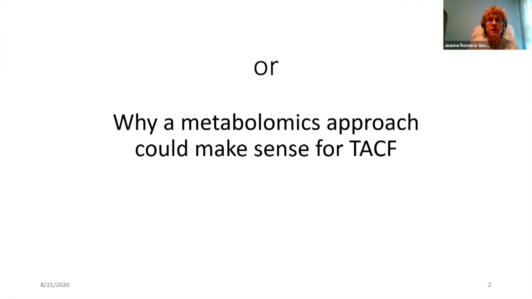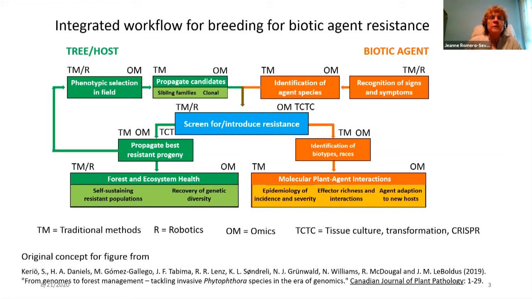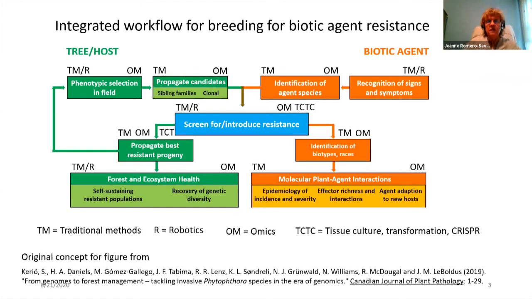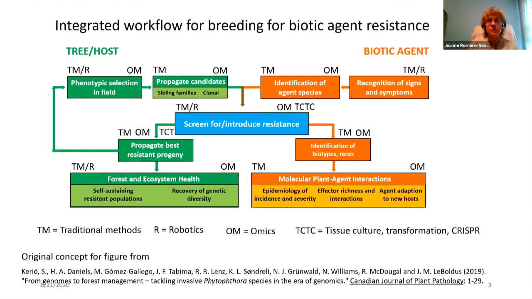Right, first, let's look at an integrated workflow for breeding for biotic agent resistance. If you're going to use no technologies at all, this integrated workflow is still what you would use in a traditional breeding program. The little boxes specify an activity. The letters above the boxes specify where traditional methods are used, robotics potentially, omics, tissue culture transformation, and possibly CRISPR.